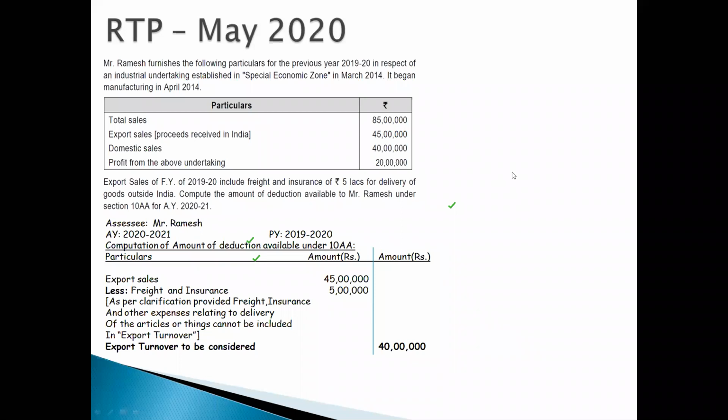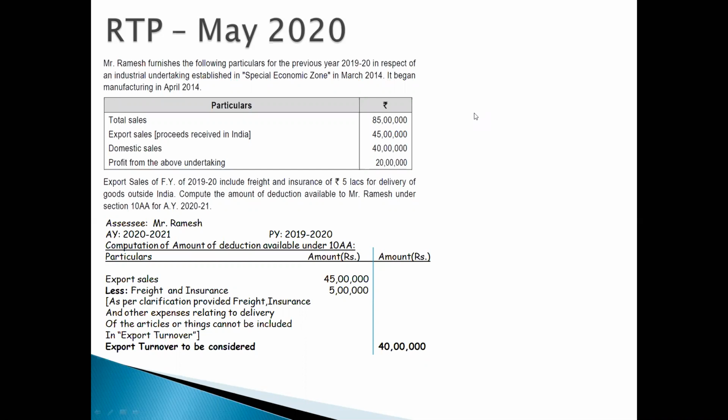Now, for calculation of the amount on which the 100% and 50% deductions are available, we'll take a question from RTP May 2020. First, we'll follow the format in which the same is to be written. If there is any specific formula with which the question is going to be answered, then preferably that can be written first. Here in this case, it is profit of unit in SEZ into export turnover of unit SEZ divided by total turnover. So now first we'll decide what is to be considered as export turnover and total turnover.